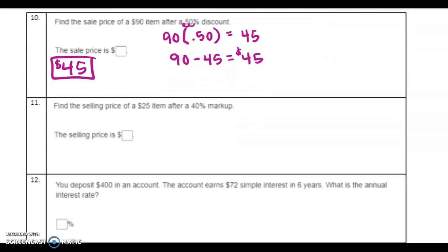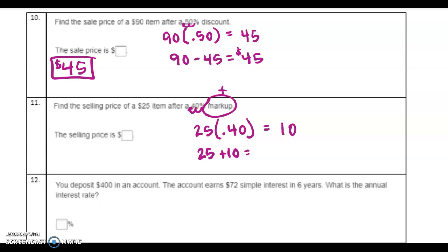Find the selling price of a $25 item after 40% markup. So before I can use it, I need to move my decimal twice, and I move it to the left. So I have $25 item times 0.40, and that is going to give me 10. Then it's a markup, which means I add it. So I'm going to add 25 plus 10, and that gives me $35. So this is a $35 selling price now.